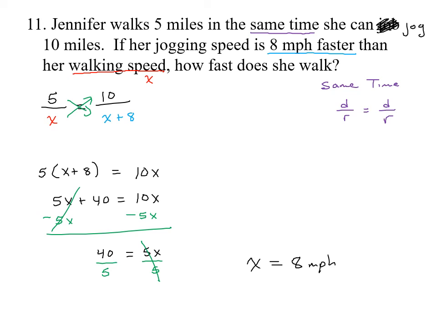Now, some of these problems are not realistic. We found how fast she walks. That's the x value. That's her walking speed. Most normal human beings do not walk at 8 miles an hour. Most walk somewhere between 2 or 3 miles an hour. That means she jogs at 16 miles an hour. So if she was to sprint, she could probably get up to about 25 to 30. Again, not very realistic, but that's the process that you go through.